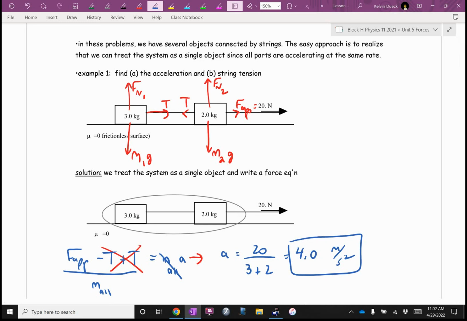But our tweak is going to be, give me more than one mass? Fine. I'll write an equation for the acceleration of everything, and it's going to be winner minus loser equals M all, M everything, times A. What did part B want me to find? Why can't I use this equation to find tension? The tensions cancel.